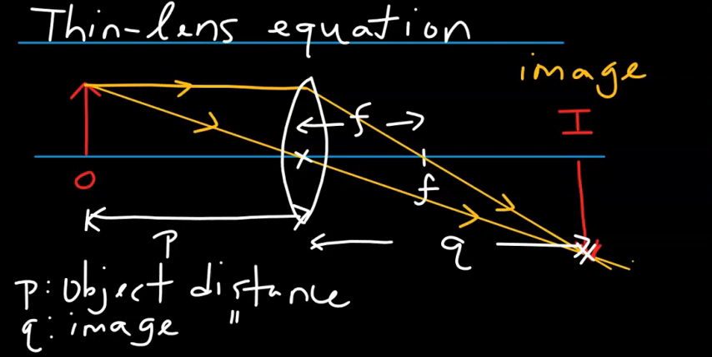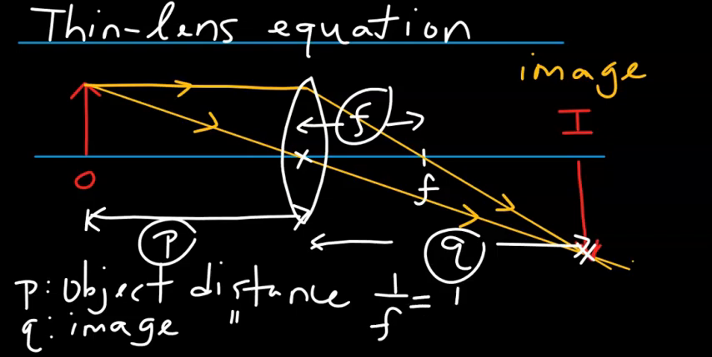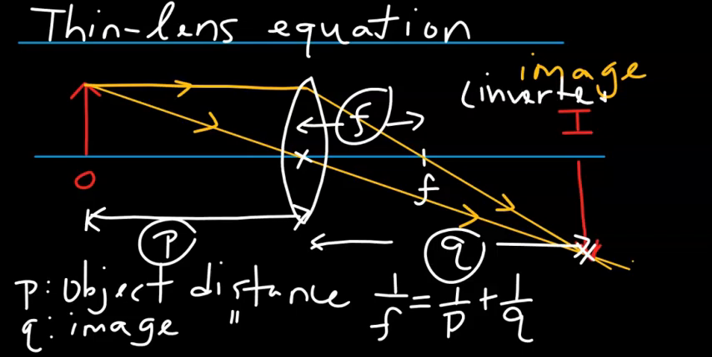The thin lens equation connects p, q, and f in a following manner: 1 over f equals 1 over p plus 1 over q. So you see, if you know the focal length of the lens, and if you know where the object is, you can predict where the image will be. As you can see, this is an inverted image. And it is also known as a real image, because light is actually passing through the image. And you can actually project this image on a screen.